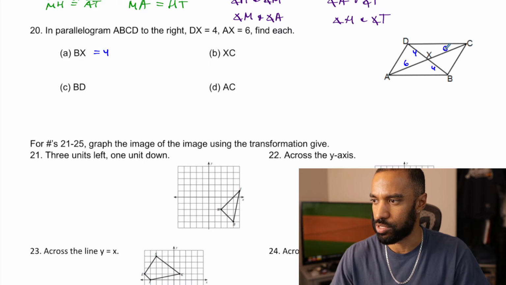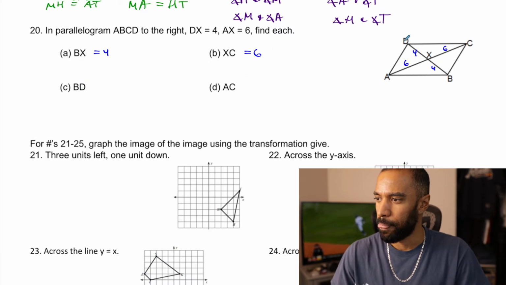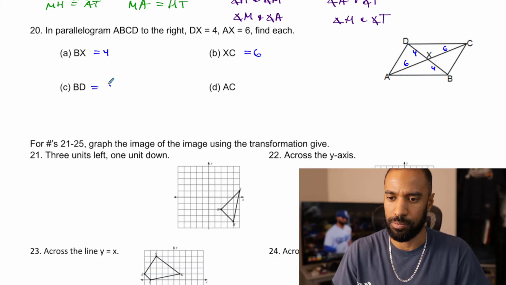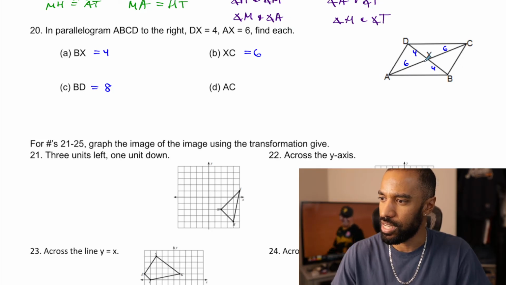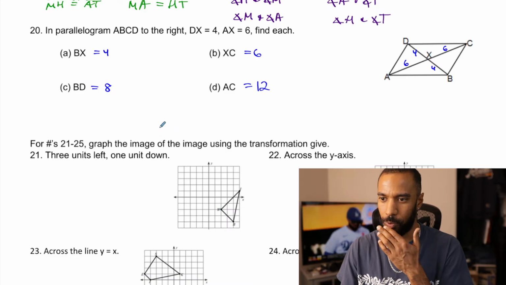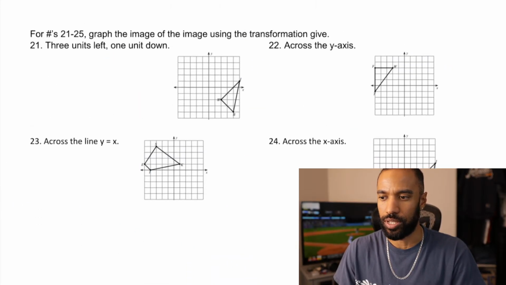If this is 6, so is this. So XC is 6. BD, that's the length of BX plus XD. 4 plus 4, or 4 times 2 is 8. And AC is 6 plus 6, or 6 times 2, which is 12. A lot of room for very little work. Actually, no work.